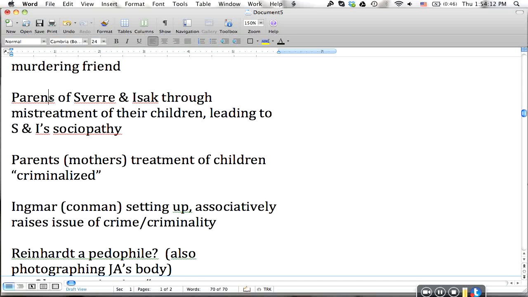But maybe we could take some of these other characters and just ask yourself, why would you argue that they're criminal in the novel? What does the novel do to cast them as criminals? And we'll use that then to turn to the definition of the word, and I hope that will help us deal with some of these ambiguities. Take a couple minutes to do that, and then we'll talk about it as a class.